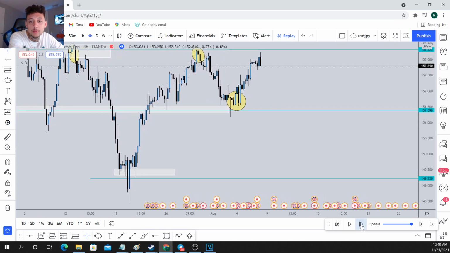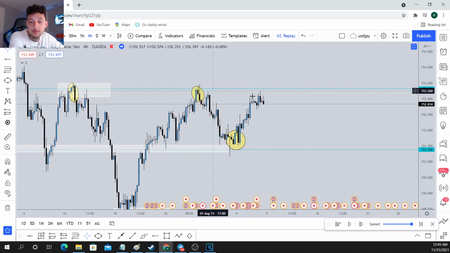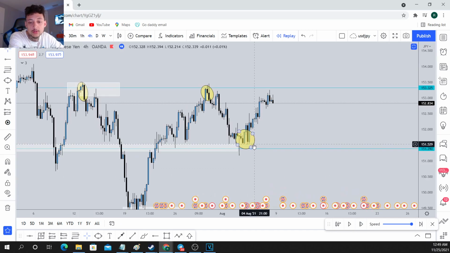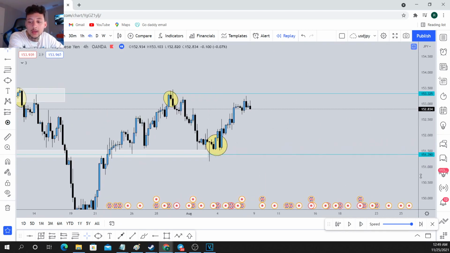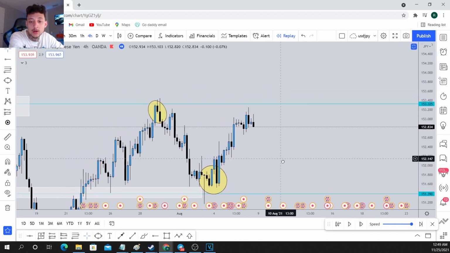So let's see what would have happened here, right? In this situation, it actually would have played out in your favor if you would have bought in there, right? But again, we're kind of looking at things when we already know what's happened in the future. But again, trading is a game based off of probabilities and probabilities only.